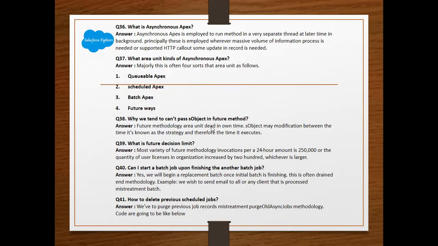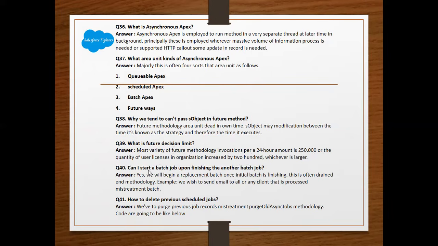Future methods deal with one object at a time, and the object might be modified between the time the method is called and the time it executes. Next question: what is the future call limit and maximum number of future method invocations per 24 hours? It is 250,000 or the number of user licenses in the organization multiplied by 200, whichever is larger.